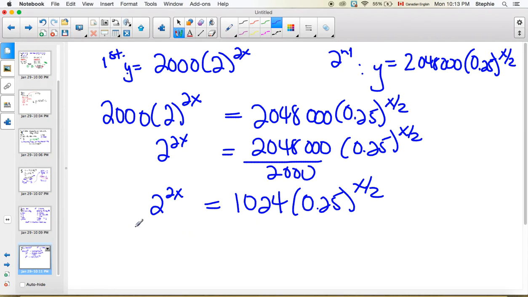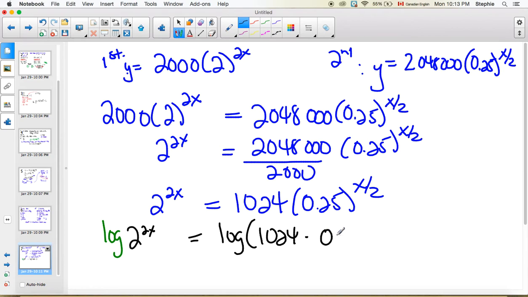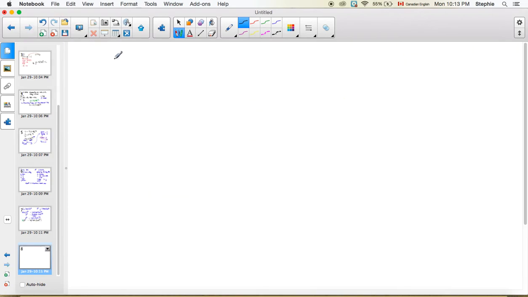Once we're here, what are we going to do? We're going to log both sides. You're going to do log of your 2 to the x is equal to the log of 1024 times 0.25 to the x over 2, I guess, like that. Now, I'm going to go on the next page. So I'm just going to rewrite that. Log of 2 to the 2x is equal to the log of 1024.